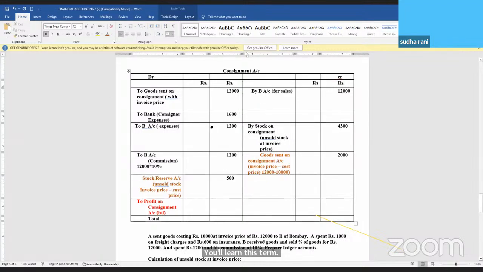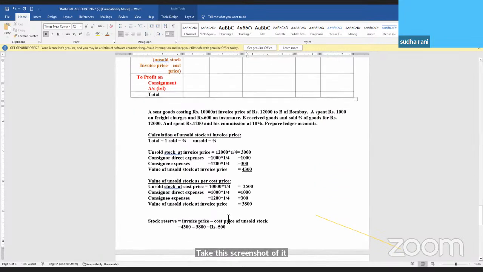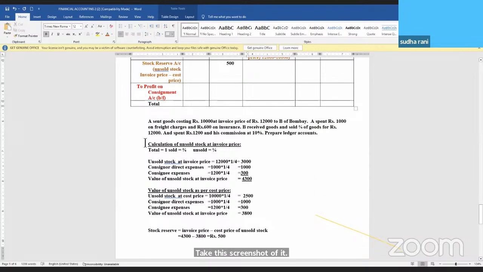This is the question and this is solution. Please do follow. Take the screenshot of it. And this is the working notes. This is the working notes.